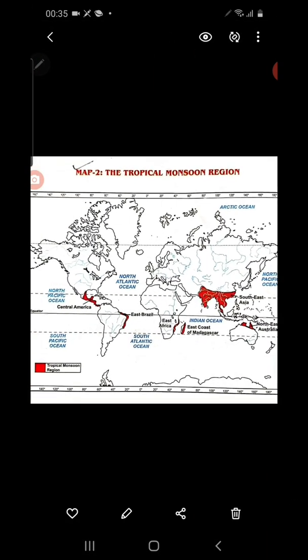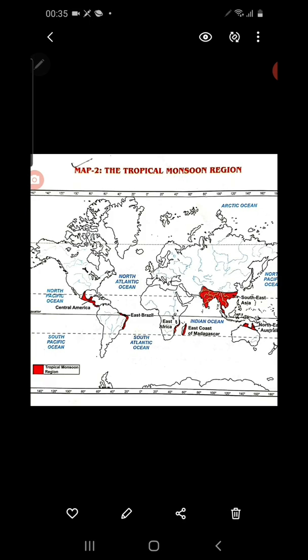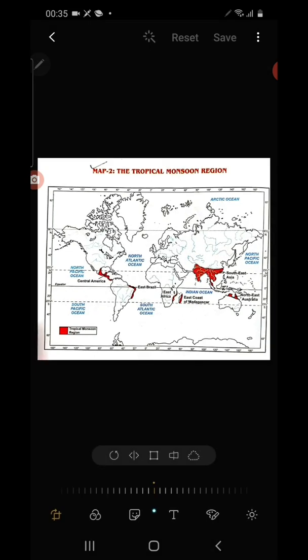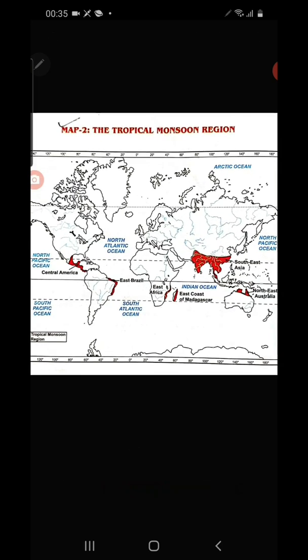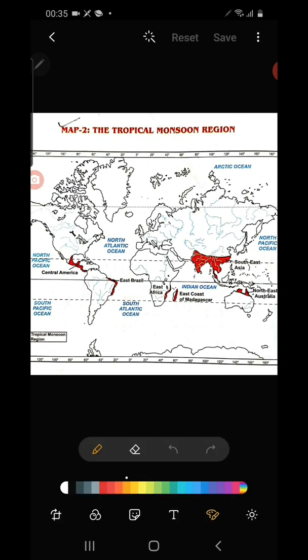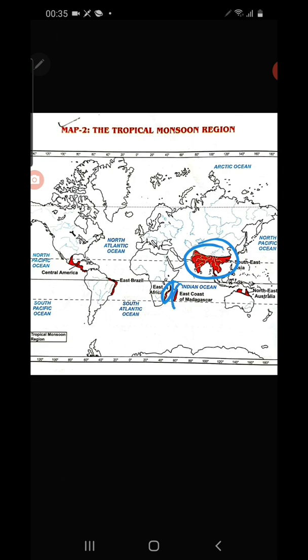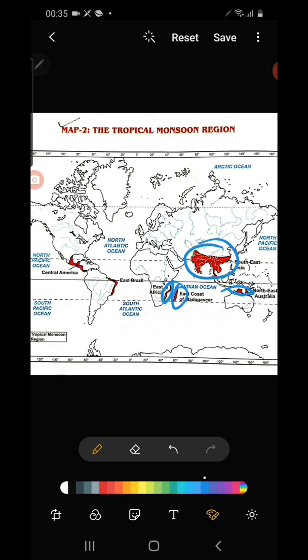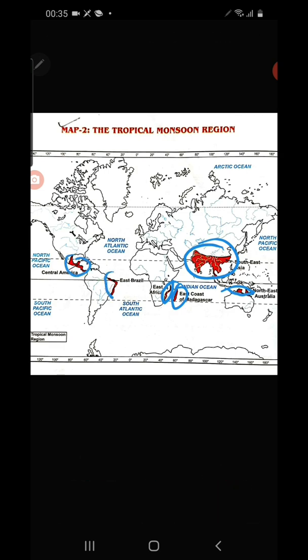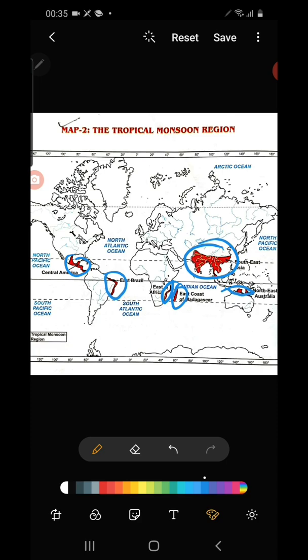The next region is the tropical monsoon region. You have to understand and learn by heart in which places of the world the tropical monsoon region is found. You see India is completely lying under the tropical monsoon region. Then these areas: the eastern coast of Africa, the east coast of Madagascar, northeast Australia, then Central America, this part, and the eastern part of Brazil. All these regions are lying in the tropical monsoon region.